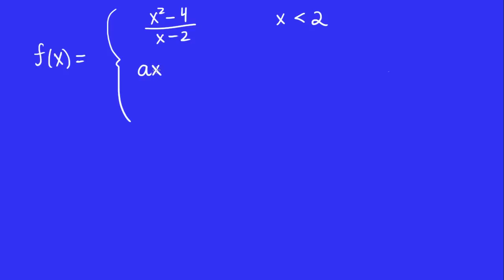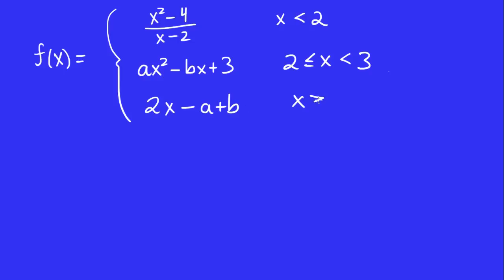It's equal to ax squared minus bx plus 3 whenever x is between 2, inclusive, and strictly less than 3. And finally, it's equal to this linear function for x bigger than or equal to 3. And the question is this. Notice here we have two parameters, a and b, right? In the last question, we just had one parameter, that's c. But this time we're going to have to find two values, a and b.